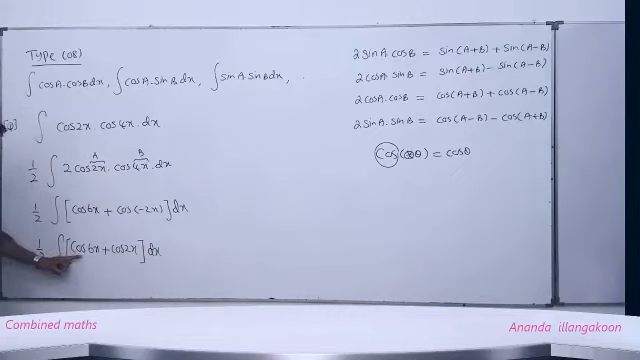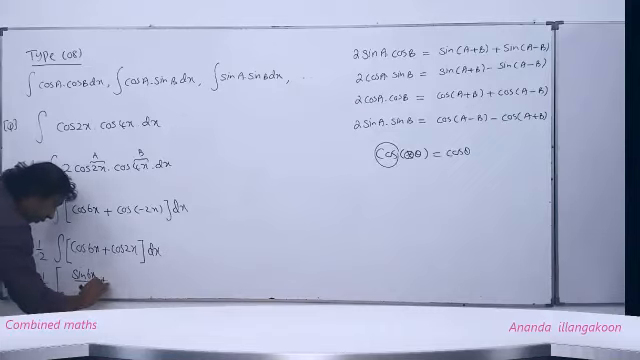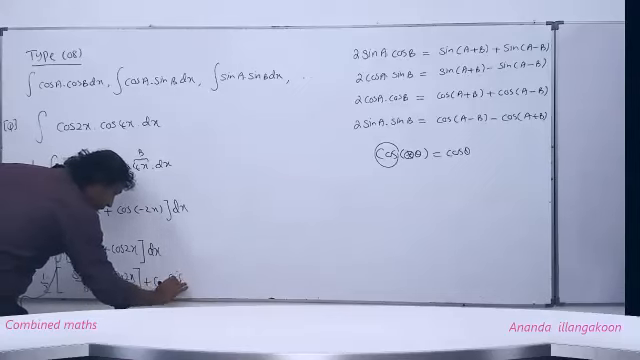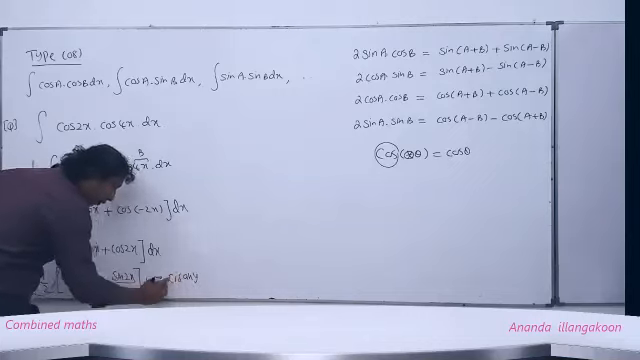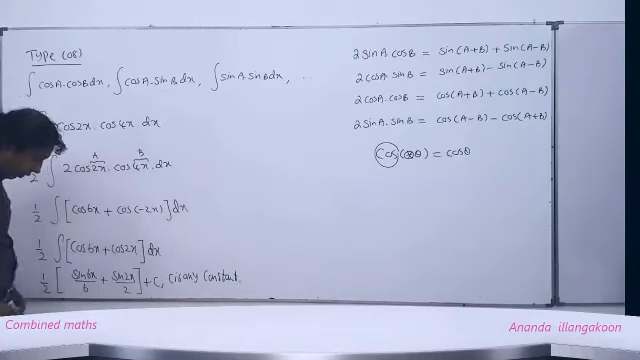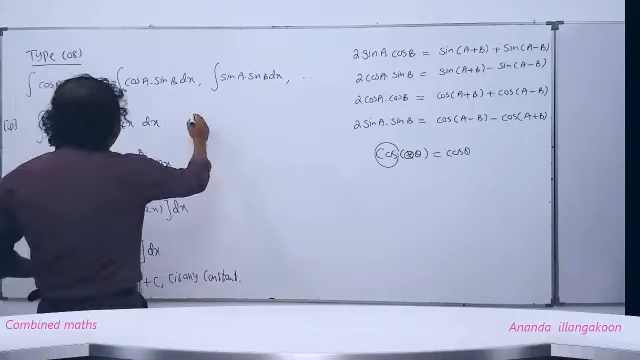Now you can integrate this and this separately. So then we get half, cos 6x, its integral is sin 6x by 6, plus sin 2x by 2, plus c. C is any constant. This is how we take that answer. Right? Okay. We'll come to one more.